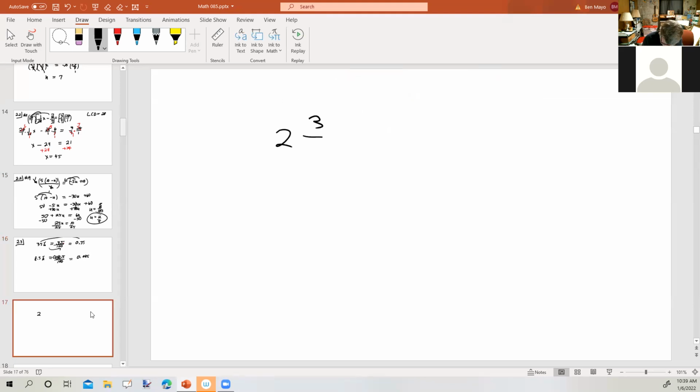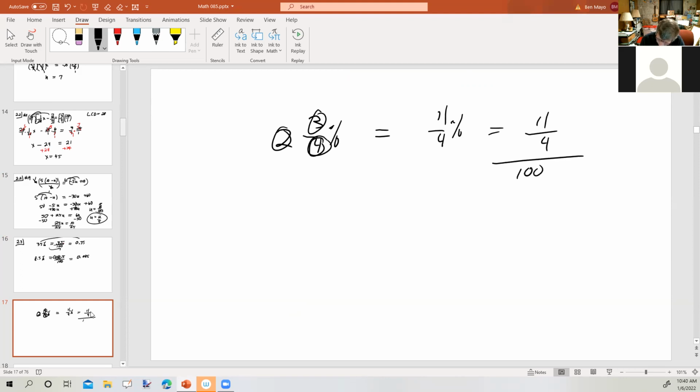2 3/4%. Well, that would be what? 11/4%, changing the mixed number to an improper fraction. Remember, 4 times 2 is 8 plus 3 is 11 all over 4. But that would be equal to 11/4 per 100. But that's 11/4 divided by 100, or 11/4 times 1 over 100, or 11 over 400. What a long way to go, right?